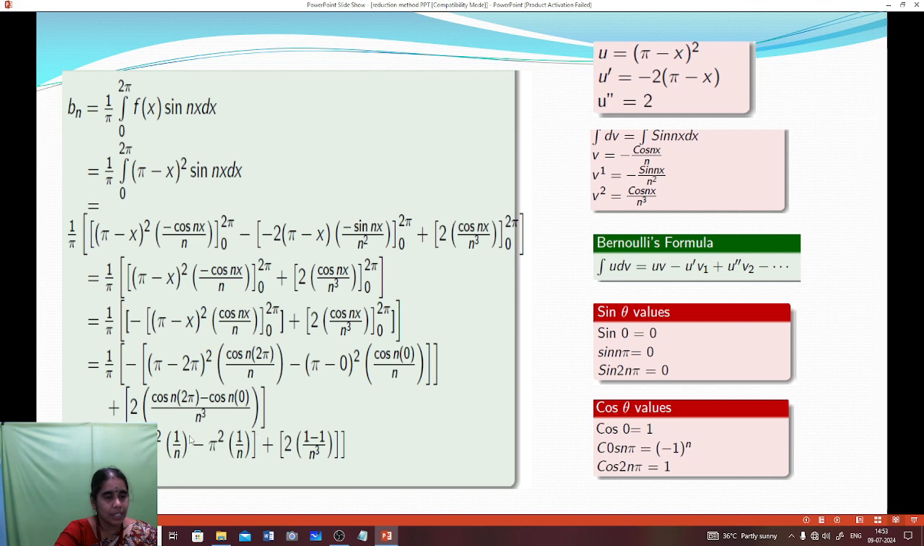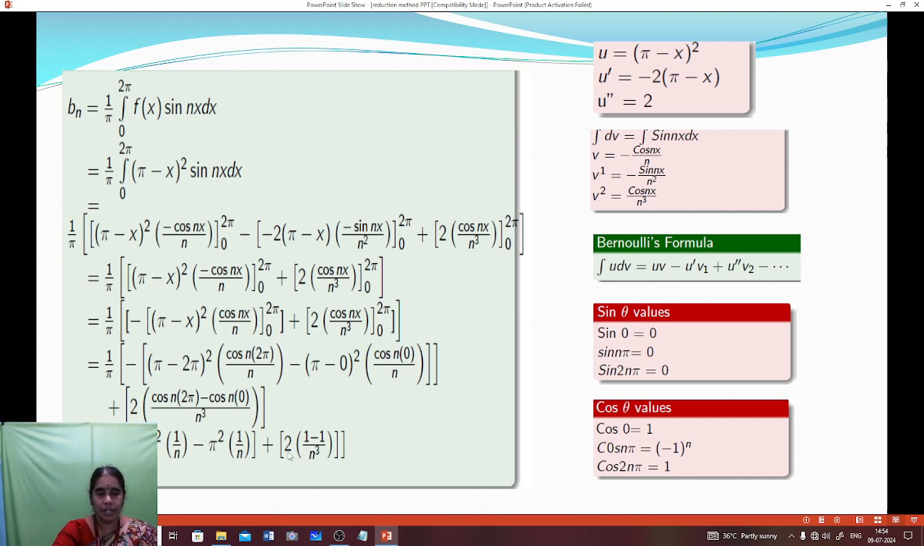On solving this thing, 1 by pi, minus 2 pi square, which is nothing but pi square. Minus pi the whole square. On squaring the minus term, we just get a pi square. And cos 2n pi, it takes the value as 1. So on substituting this value, we get 1 by n. Next second term. Minus pi minus 0 means pi square. Cos n into 0 is nothing but cos 0. Cos 0 takes the value as plus 1. So 1 into, the remaining is nothing but 1 by n. So nothing but 1 by n.